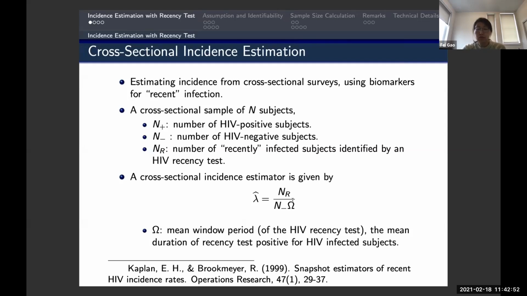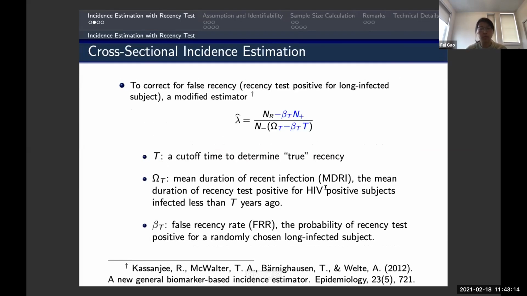One restriction of using this estimator is that we assume all long infected subjects have zero probability of being identified as recent. Otherwise, this omega will not be finite. However, in practice, not a lot of recency assays have that property. What people do is come up with a modified estimator to address this false recency issue. That is, there is some positive probability that long infected subjects will be identified as recent.